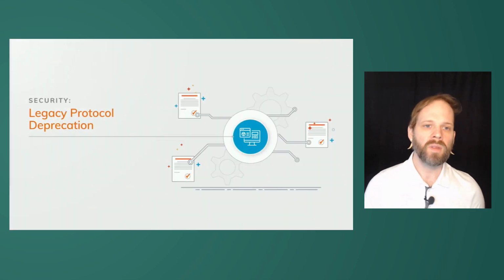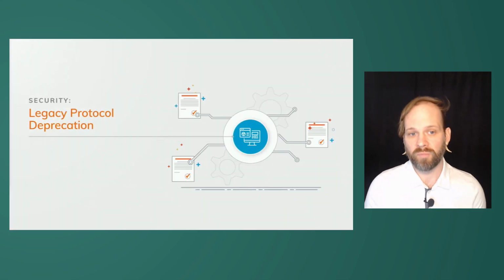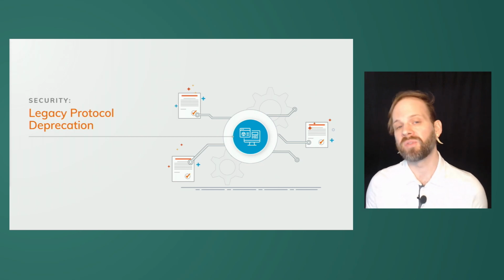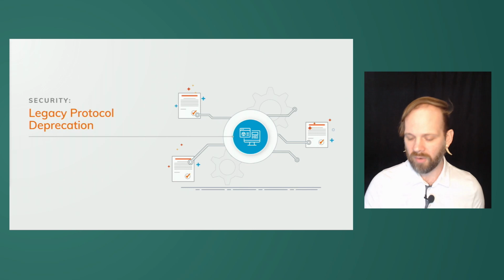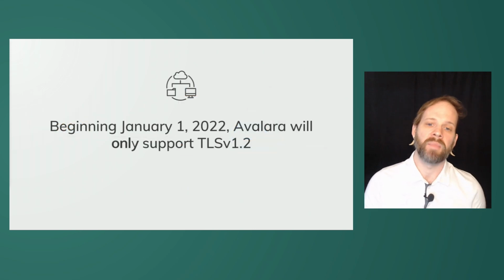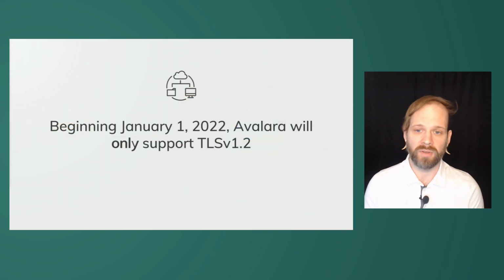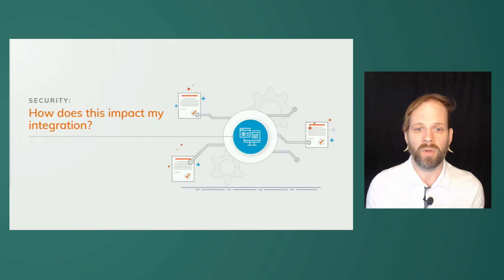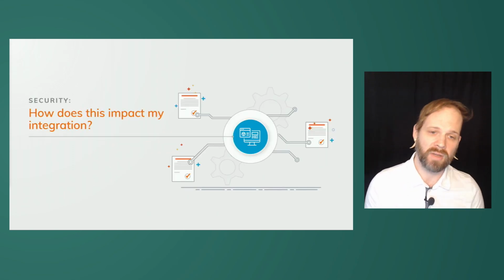All right. So legacy protocol deprecation. In order to use a secure protocol, you must stop using insecure ones. So in service of that, beginning January 1st, 2022, Avalara will only support TLS 1.2. This is in order to protect our customers and their data. So let's talk a little bit about how this will impact your integration and what it means to you.